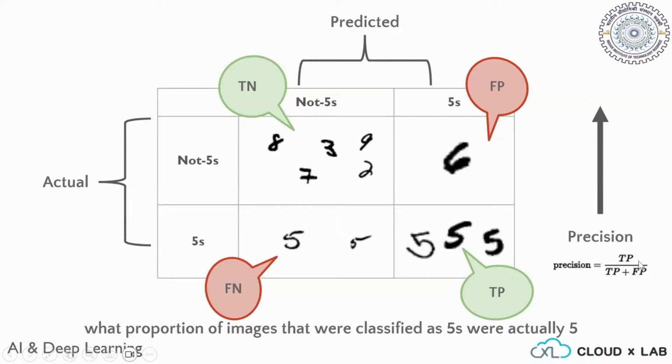Model is correctly predicting the true answer, right? This cell divided by the total number of cases where the model is predicting true, where the model is predicting yes, right? So in this case, the prediction of 5 means prediction of true value or prediction of yes, and not 5 means the false case or no case, right? Okay, so that's why here I have written what proportion of images that were classified as 5 were actually 5, right?